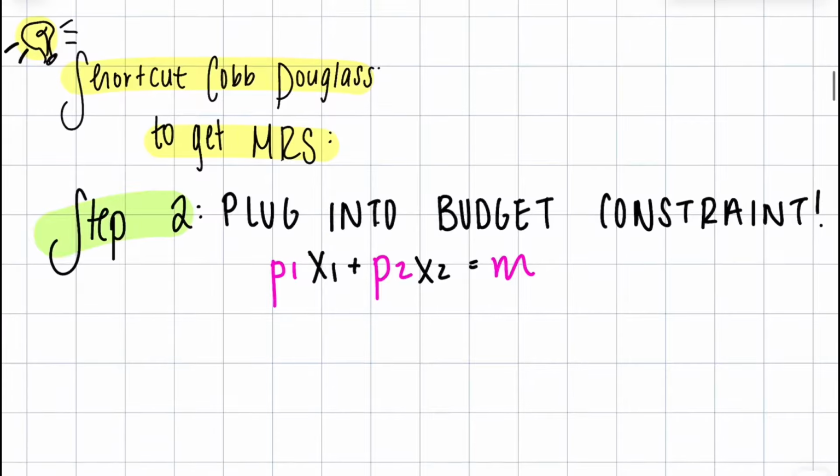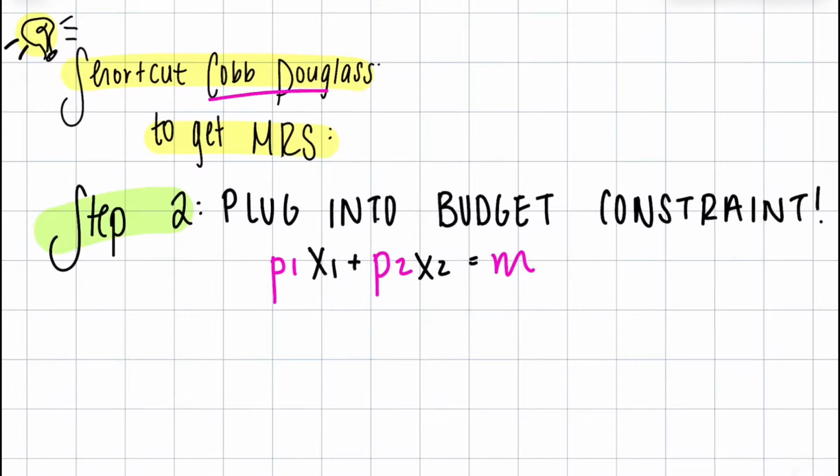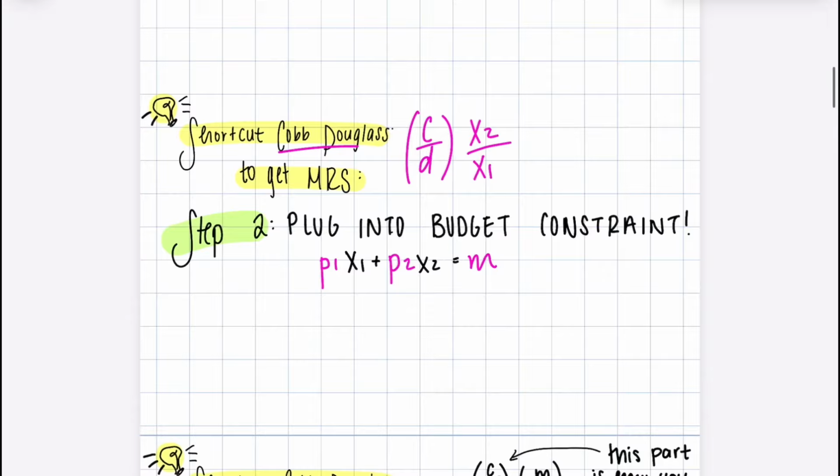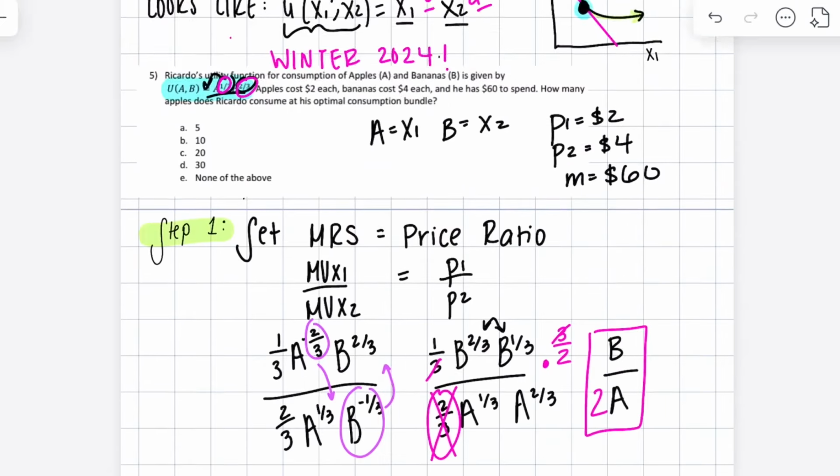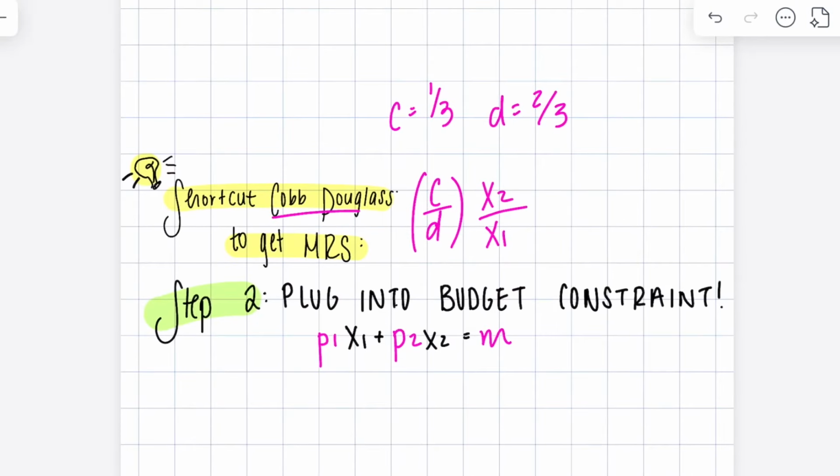Shortcut to get the MRS for Cobb-Douglas only is you can do C over D times x2 over x1. In this case, we knew that our C was equal to 1/3 and our D was equal to 2/3 because C and D are the exponents attached to x1 and x2. So we had that 1/3 here and that 2/3 here. So I have 1/3 over 2/3 times x2 over x1.